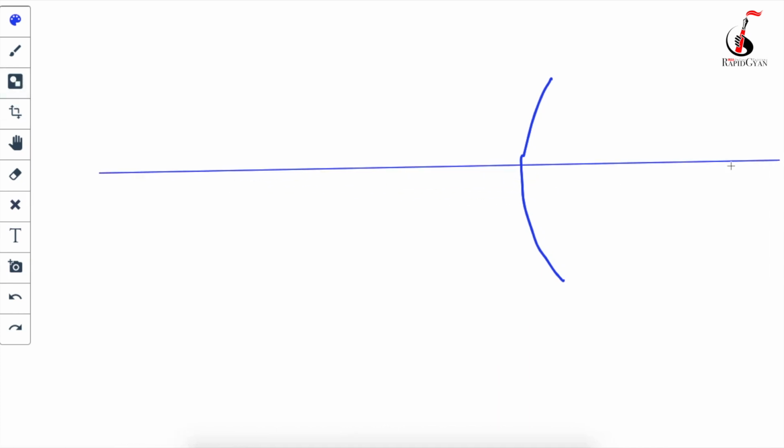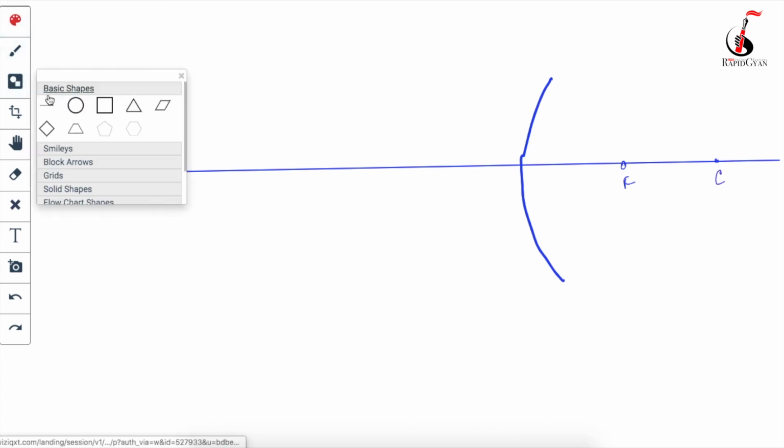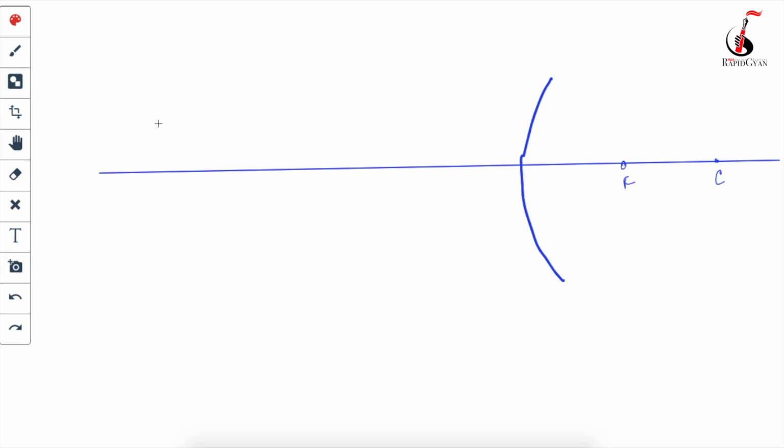Next case: let me draw the mirror first, then I'm going to draw the principal axis. So this is your principal axis. Again, this is going to be your F and this is going to be your C. Now I am going to draw the light rays. I am assuming this is your object, somewhere here.